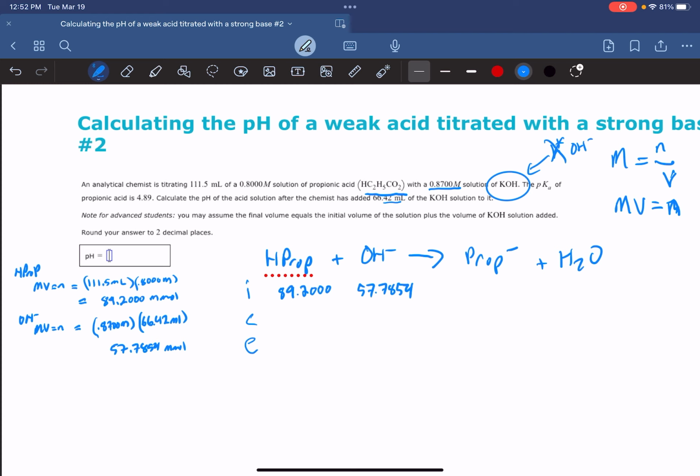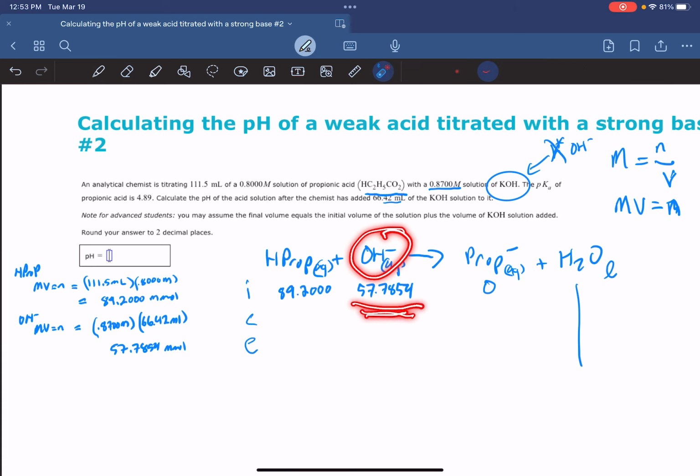So since we have these two things originally, we're going to have 0 of this, and for a liquid, we don't care at all. And I get kind of lazy with writing aqueous in here, but I want you to get in the habit of always writing aqueous in here. So what we know is that we have a strong base. So this is going to react and react and react until either A, it uses up all of this, or B, you have none of this remaining. And because this is a smaller number than this is, we know we're going to end up with H prop remaining, and we're going to end up with nothing of our OH minus.